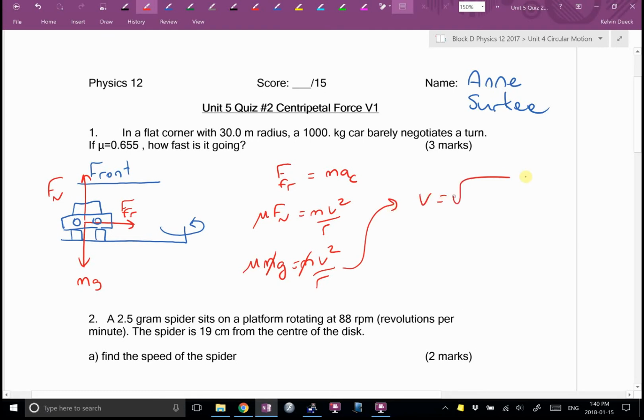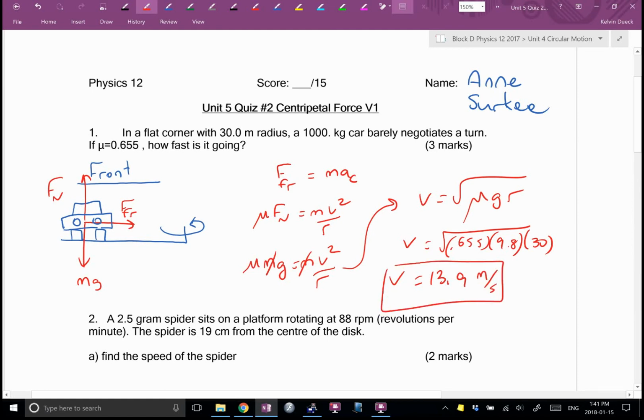I get v equals the square root of mu g r. I smile because whenever I see that, I'm probably doing it right. It's going to be 0.655 times 9.8 times 30. I hope these are good answers because I was just making up numbers. Do you get 13.9? If you got that, 3 out of 3. Otherwise, it looks like I wrote six steps for 3 marks. How about a half mark for each step?